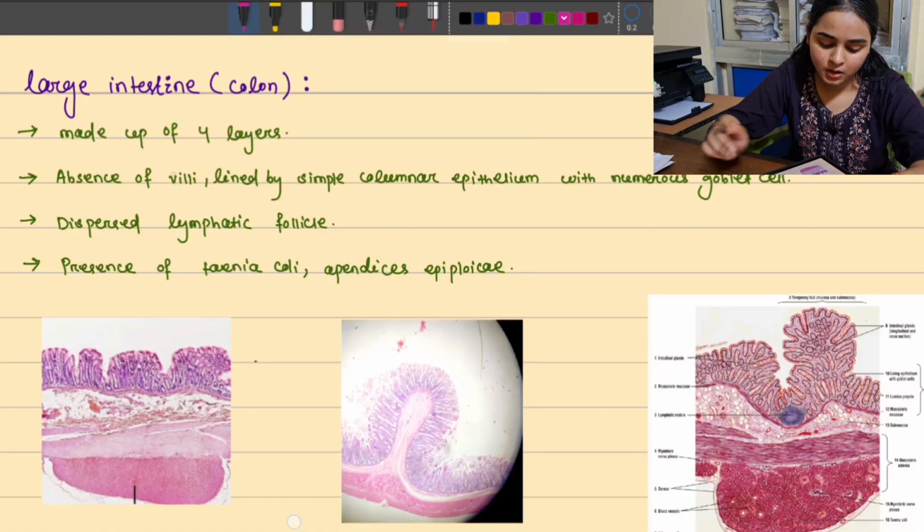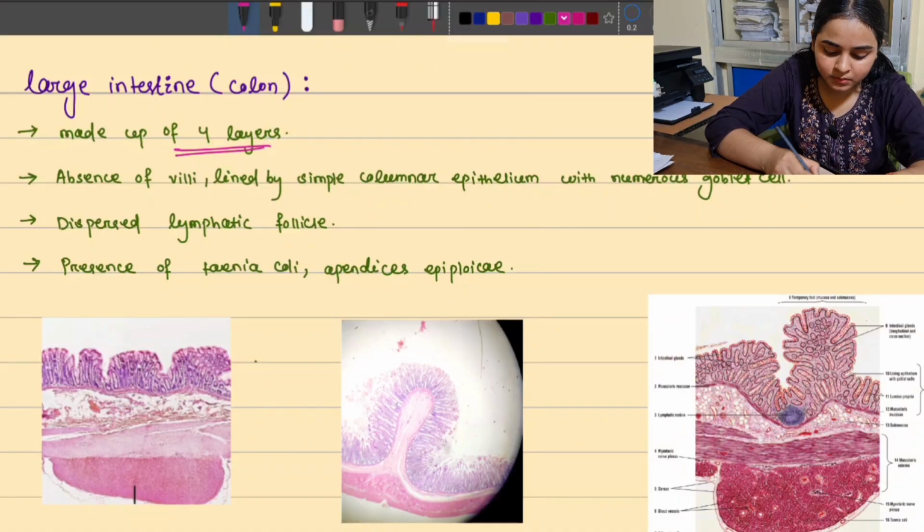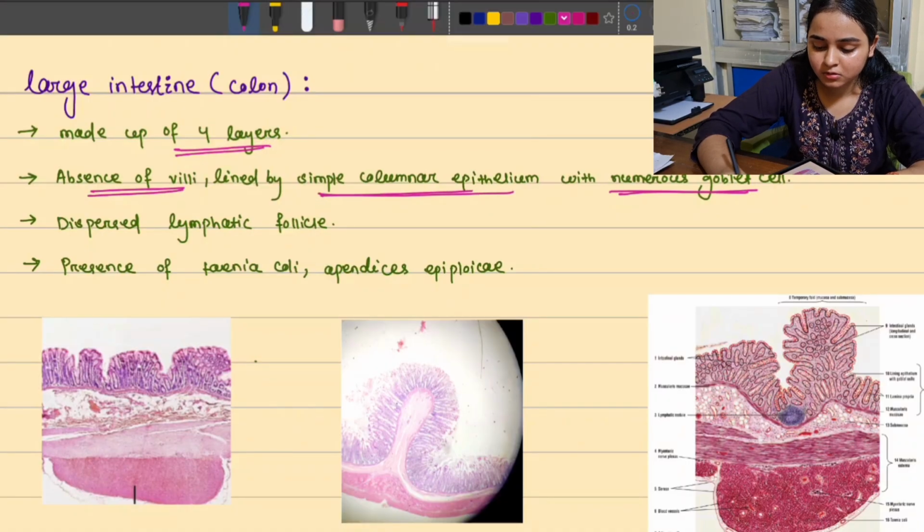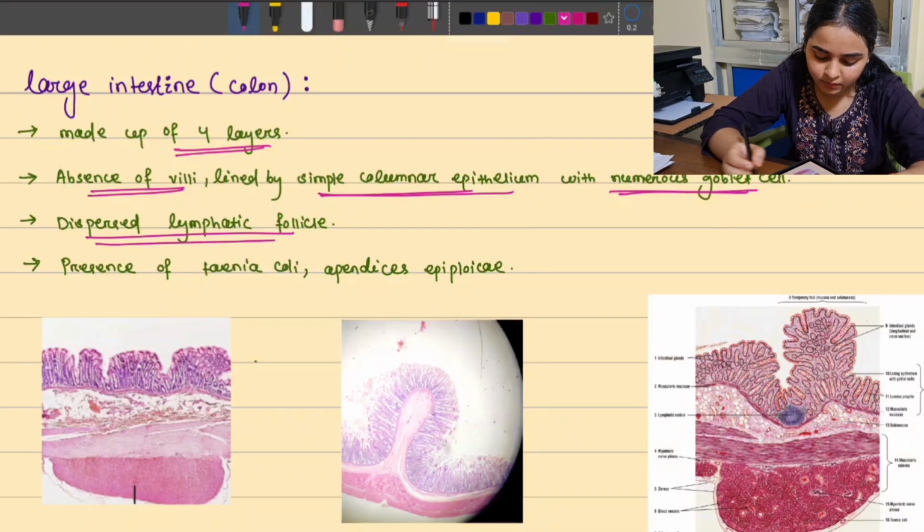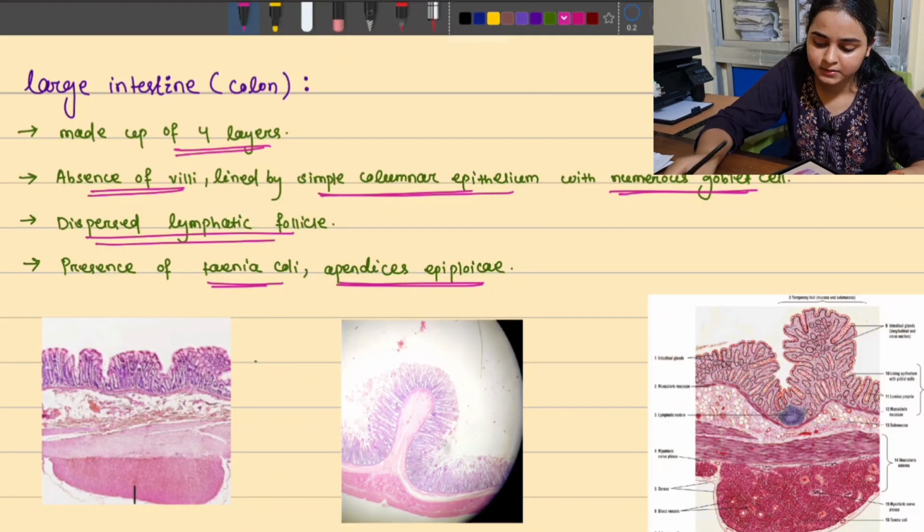We are taking only the slides of colon and it is also made up of 4 layers. Absence of villi, lined by simple columnar epithelium with numerous goblet cells. Dispersed lymphatic follicles may be present. Presence of Taenia coli and appendices epiploicae. This is the most identifying feature of the large intestine, that is the presence of Taenia coli and appendices epiploicae.